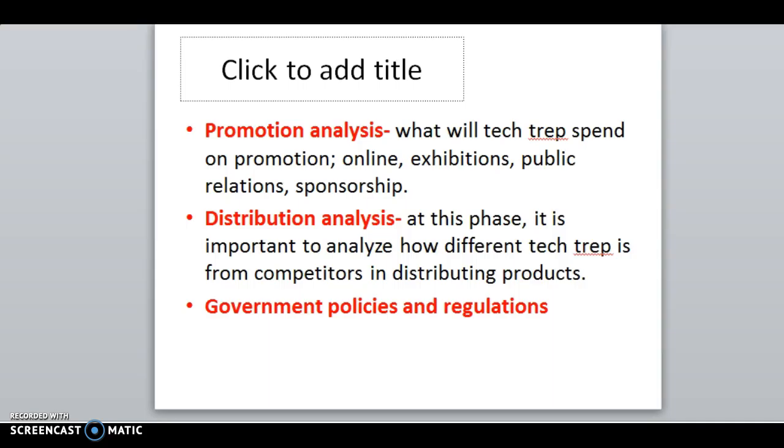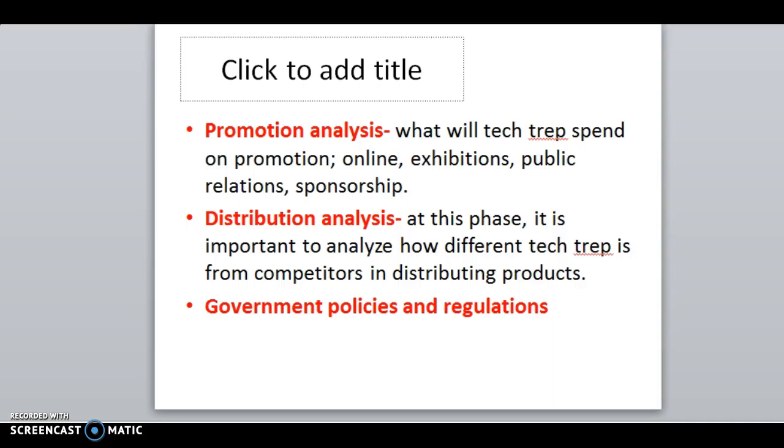Looking at promotion analysis, what will TechTrip spend on promotion? Could it be online promotion, exhibitions, public relations, or other sponsorship? These are some of the possible ways of promoting the products, which as we move along with the project, will give further details of all that I am trying to outline here.